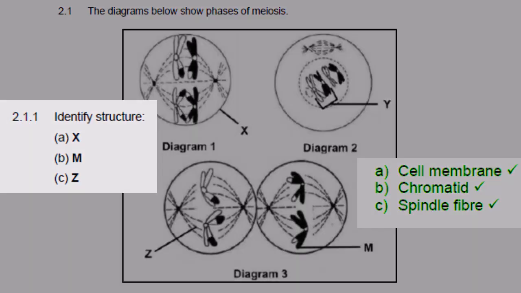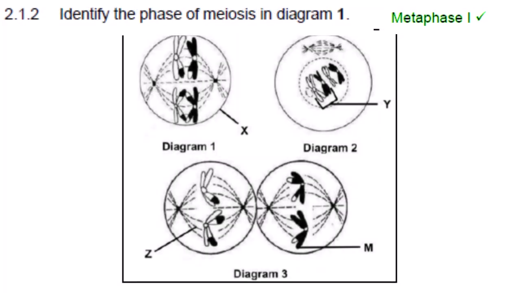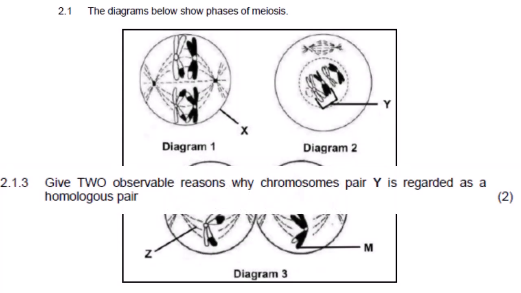Now, 2.1.2 asks us to identify the phase in diagram 1. They're all lined up in the middle, but they're in pairs. Is that important? It is crucial. Because they are lined up in homologous pairs at the equator, this is metaphase 1. If they were in a single line, it would be mitosis, or metaphase 2.